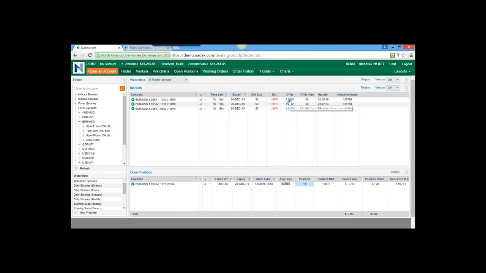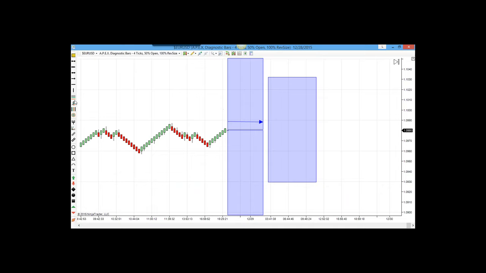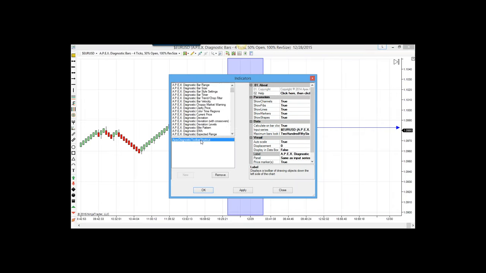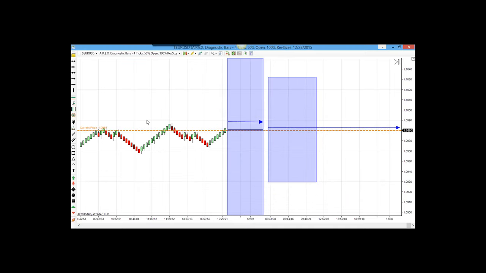Right? The middle spread, I can buy where? 0982. So I can get into this spread right about here, 0982. Currently, the market is right there. So I think the market's going up. I've got two different spreads to choose from.